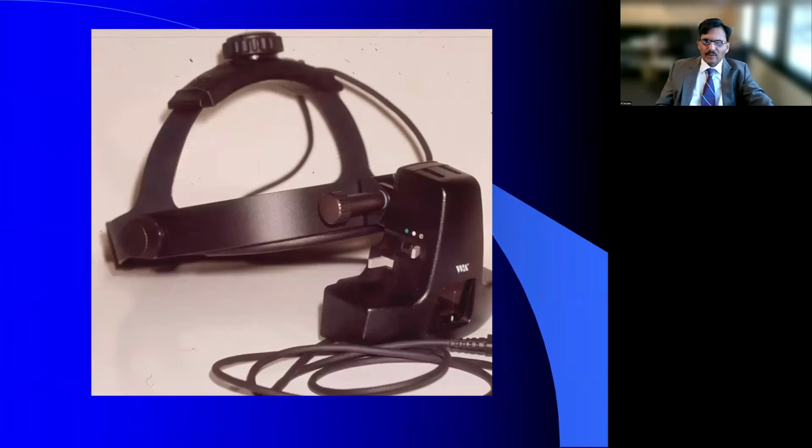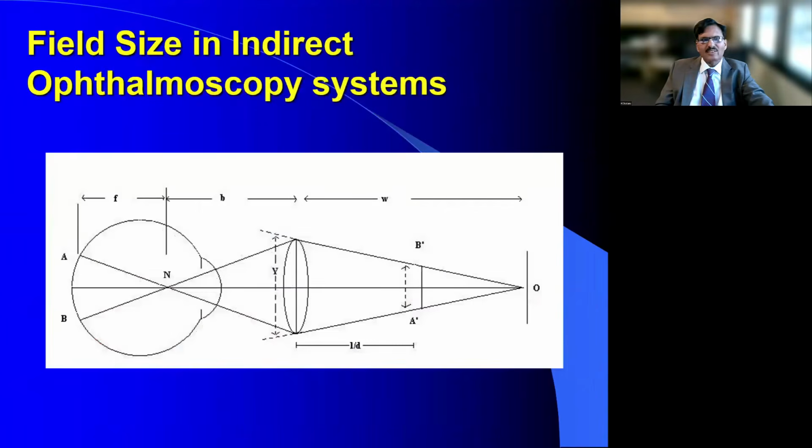So I'm just bringing the picture of the indirect ophthalmoscopy to remind the surgeons that this is the principle that is used in the wide-angle systems. As you can see here, this is a field size in indirect ophthalmoscopy extended A to B by using a condensing lens, which in this case is like a 20 diopter lens that you use in the clinic.